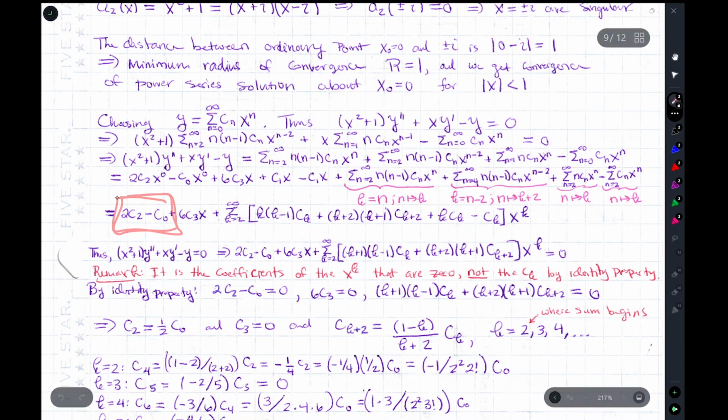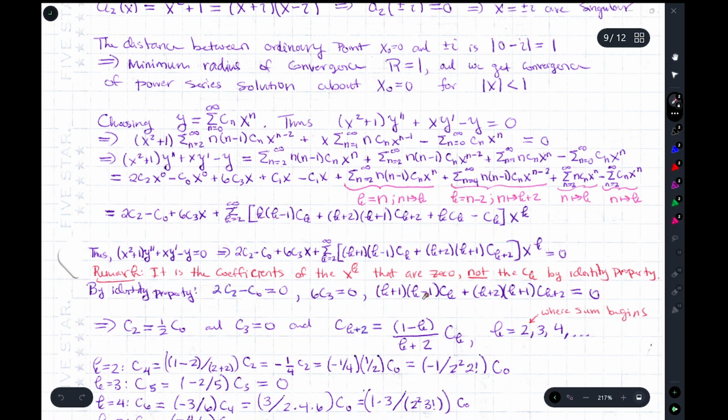Why is this 0 and not c2 and c0 independently? So how do we get that? Well, this is the coefficient of the x to the power 0 term. This is the coefficient of the x to the power 1 term, so that's why that's 0. And this is the coefficient of x to the power k. And that's why we're getting this relation here. So be careful.